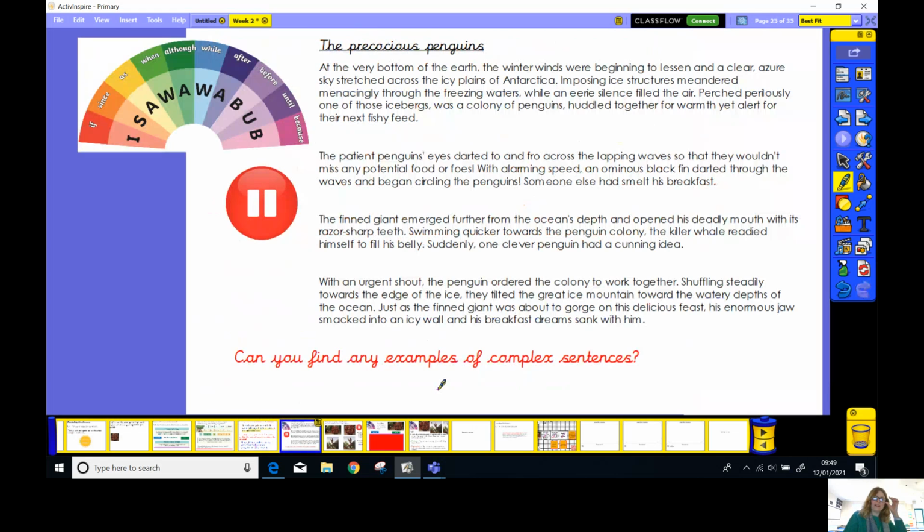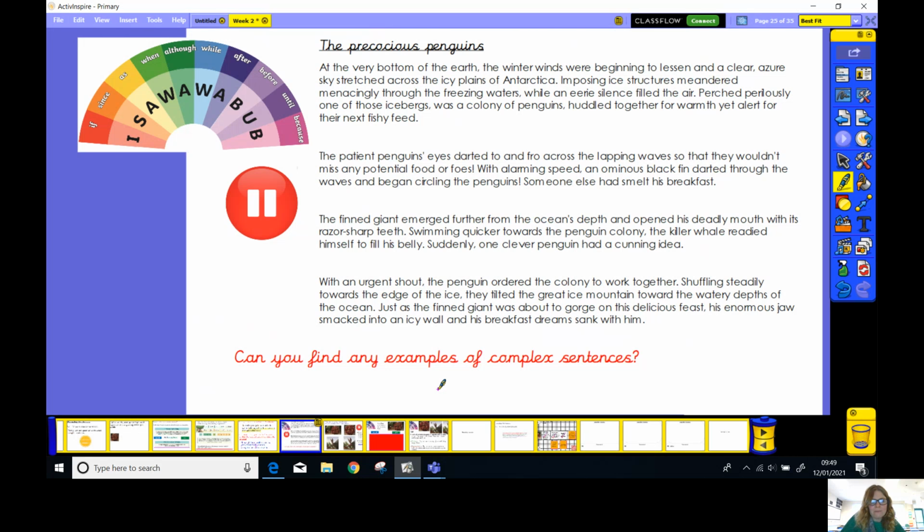Okay, let's go back to our model of excellence now. We've read this many times, and this time I'd like to look for subordinate clauses or complex sentences within it. So I'd like you now to pause the video and see if you can find a couple of complex sentences.